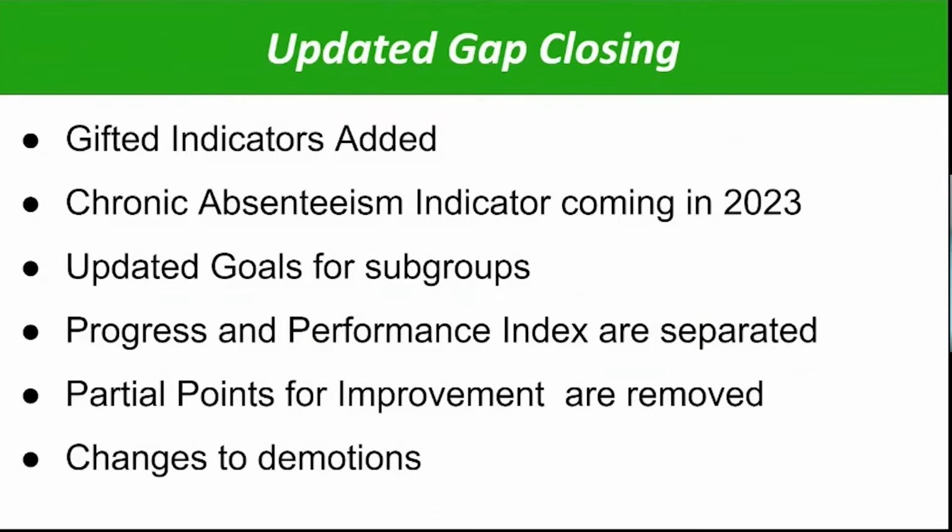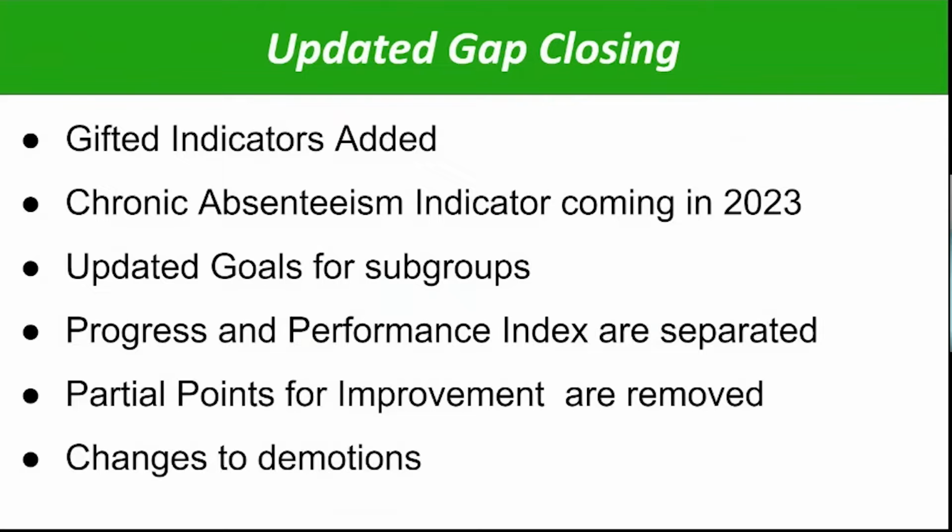So the first one is the gifted indicators, or indicator, was really split into three parts. And they were the same three parts that they used to be, but now points are assigned a little bit different. And those were moved from achievement to gap closing. So we'll take a look at those. That'll be one of the first groups that we look at, the gifted indicators.